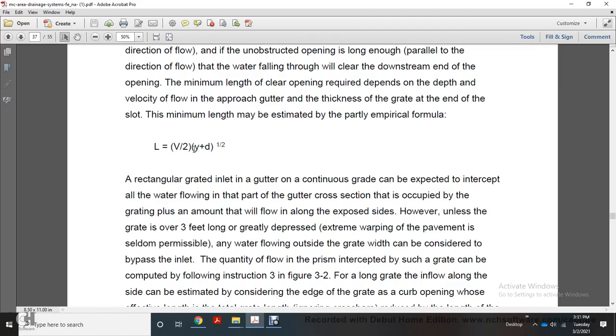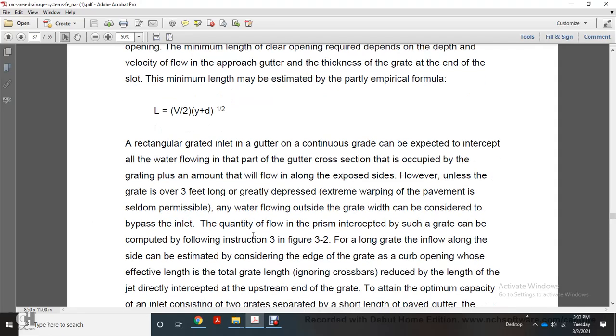For a rectangular grate in a gutter with a continuous grade, expect the intercept of the water flowing over the gutter across the section occupied by the grate. Water will flow along the exposed side with the height over the left of the grate. A grate over 3 feet long that is greatly depressed, extremely warping the pavement, is seldom permissible. While water flows outside of the grate, it can bypass the inlet. The quantity of flow and the preservation of intercept with the surface of the grate can be computed with the following instructions.